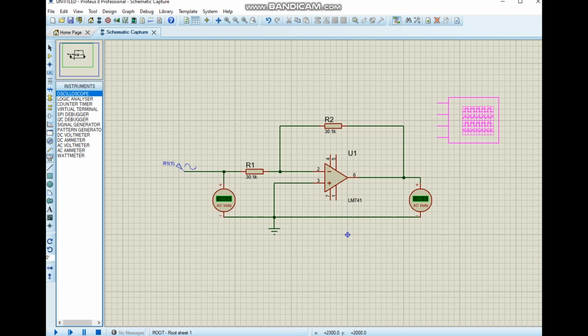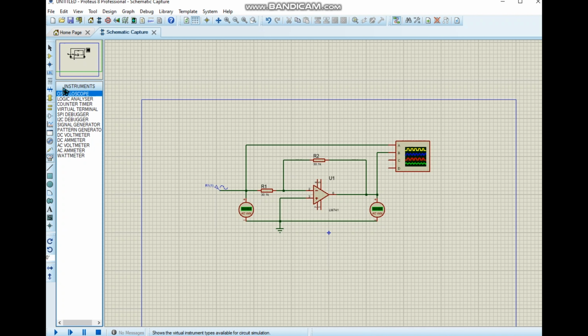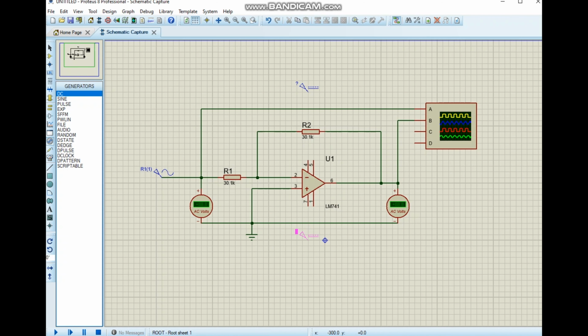After that we pick up an oscilloscope. Input A is connected to our main signal and input B is connected to our output signal. With the oscilloscope connected, we see the value and wave shape, so we need the oscilloscope. And we need plus VCC and also minus VCC, so we connect DC voltage sources. Plus VCC will be connected to pin 7 and minus VCC will be connected to pin 4 of the op amp. We know LM741, so we connect it. If we see the block diagram of the LM741, we get more idea.